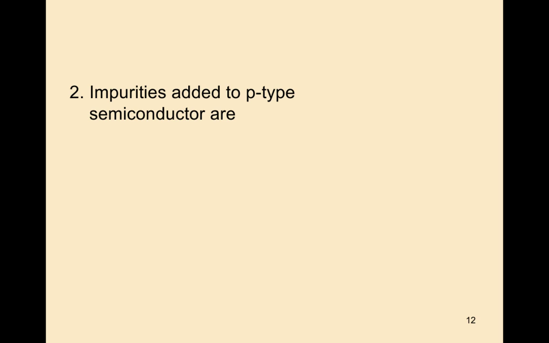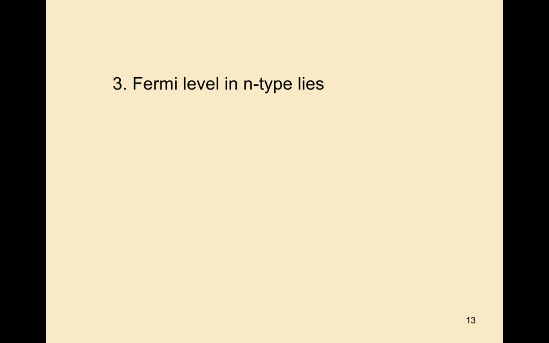Second question: impurities added to p-type semiconductors are: first, trivalent; second, tetravalent; third, pentavalent. So what are the impurities added to get p-type semiconductor? Trivalent atoms. Trivalent impurities are added to get p-type semiconductor. The correct answer for this question is trivalent atoms.